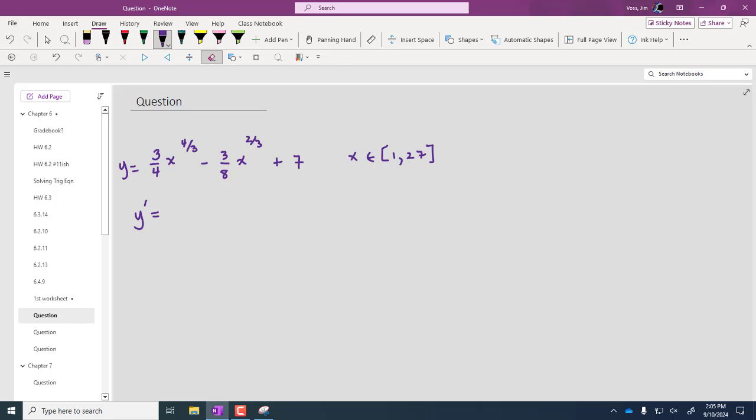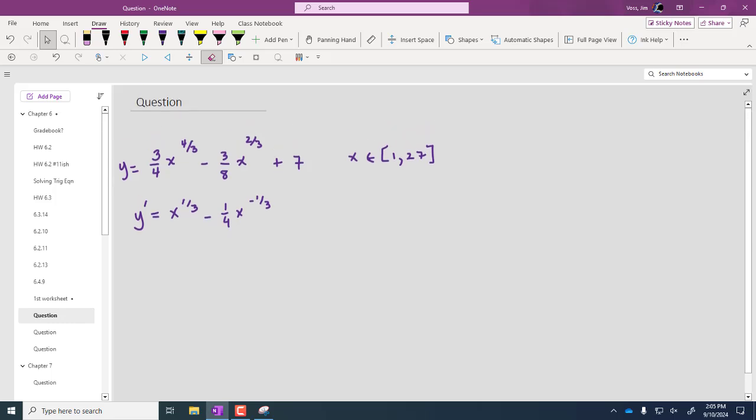4/3 times 3/4 is 1. We subtract 1, we get x to the 1/3. 2/3 times 3/8. The 3's are going to cancel, and the 2/8 will reduce to a 1/4. And we're subtracting 1 from 2/3, so we get negative 1/3. So there's our derivative.